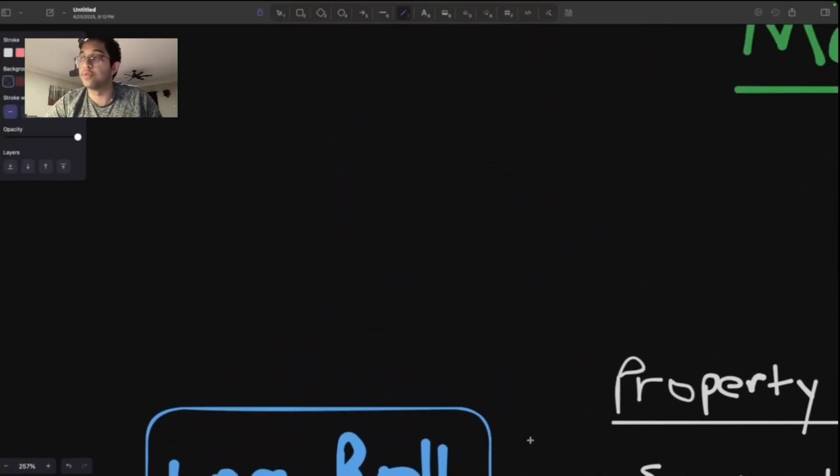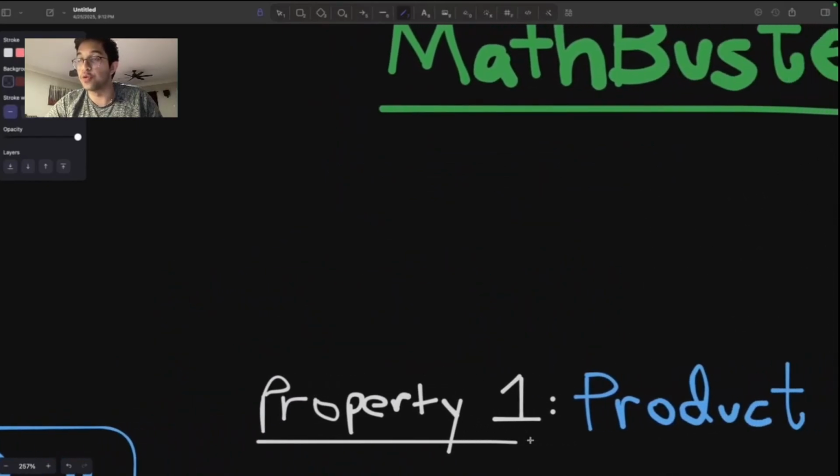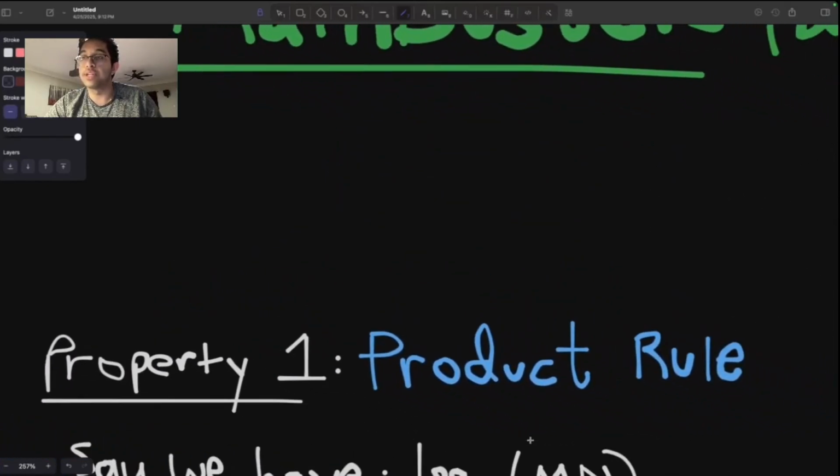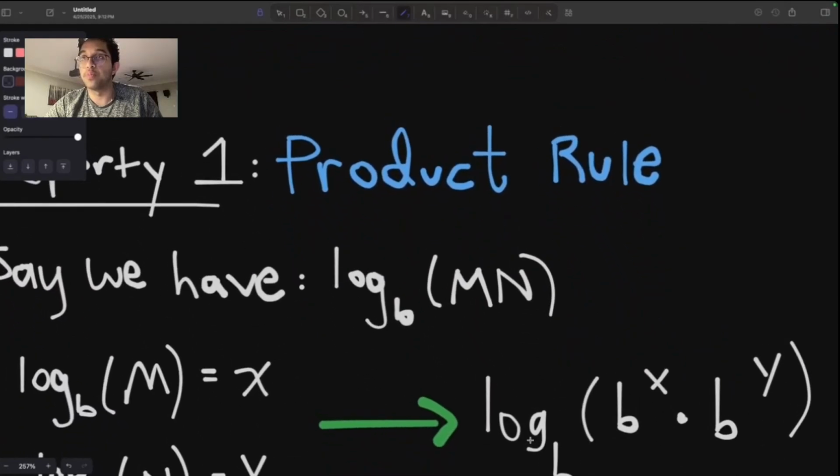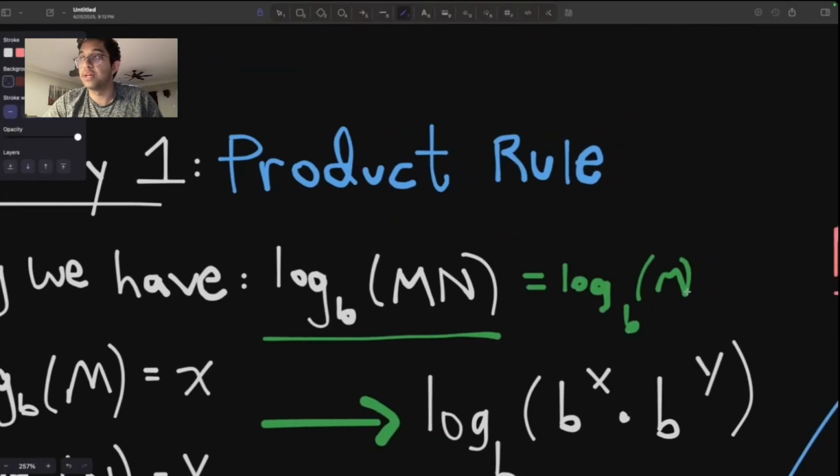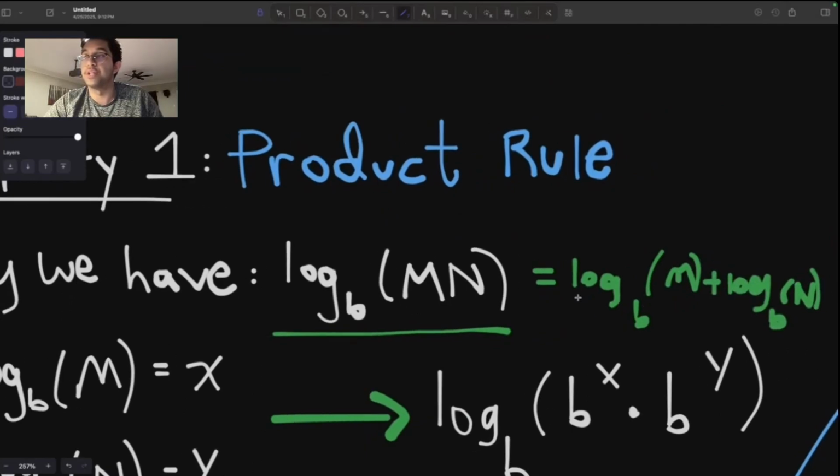Now, let's begin with our first property, which is the product rule. In this property, we want to simplify the expression log base b of m times n, and convert that into some form of log base b of m plus log base b of n. That is what this rule hopes to achieve.